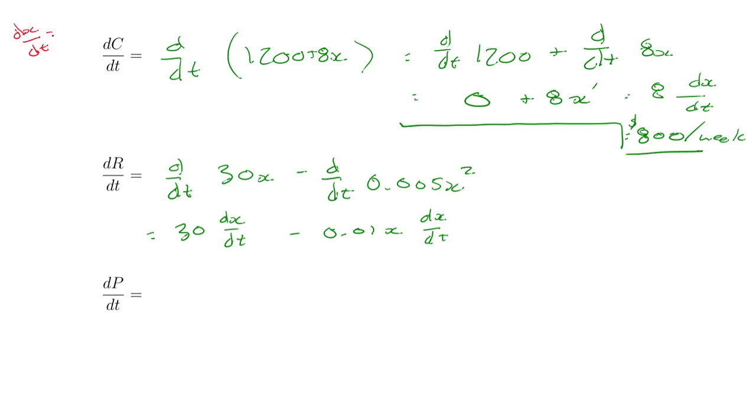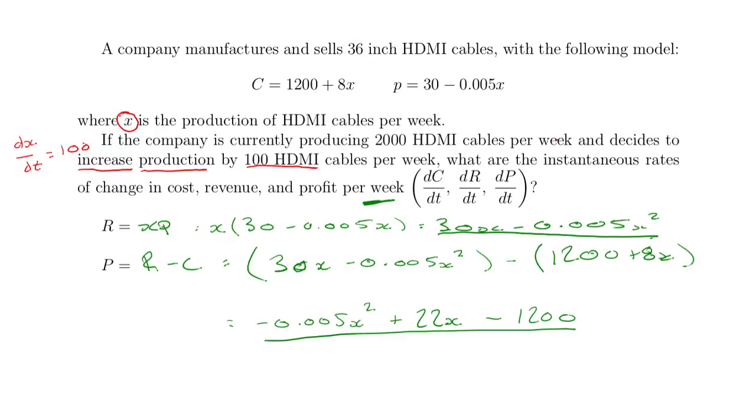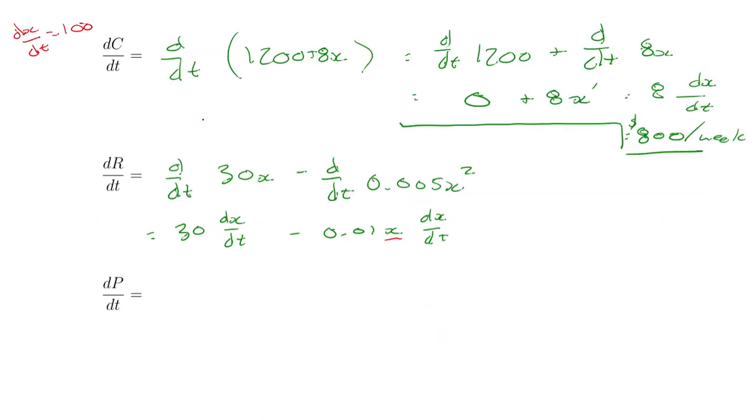dx over dt was 100, but we also need to figure out what x is. Well, here it says that currently our production is 2,000. So currently x is 2,000, and that's without changing anything. So what we'll say is that x is 2,000. Just like we had a height and a length of our ladder and a width away from the house and all that kind of stuff, and then it changed.